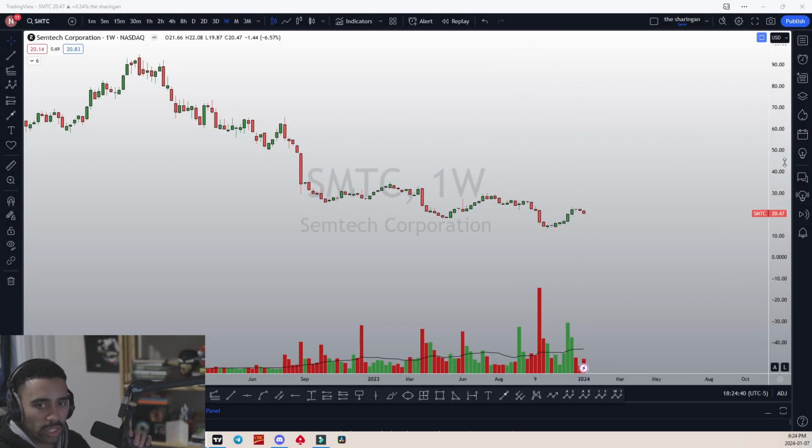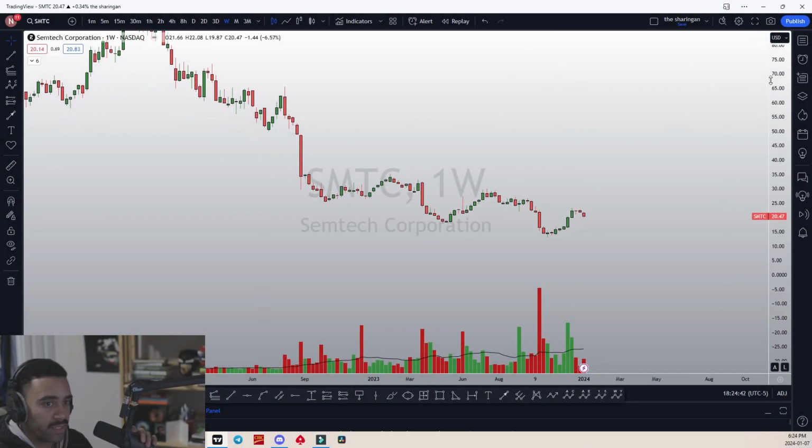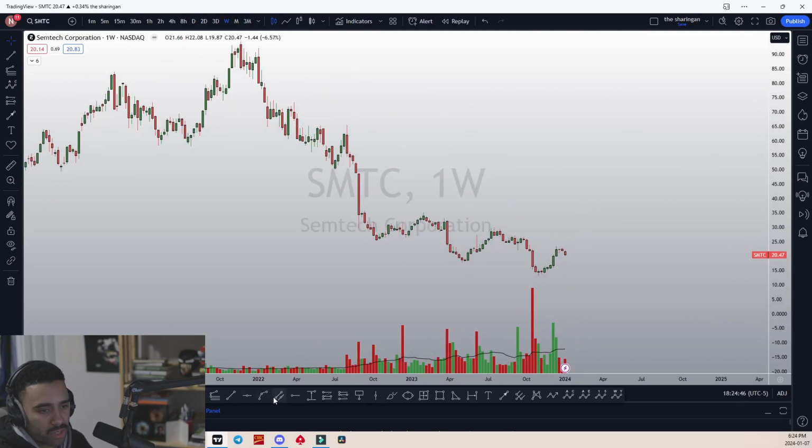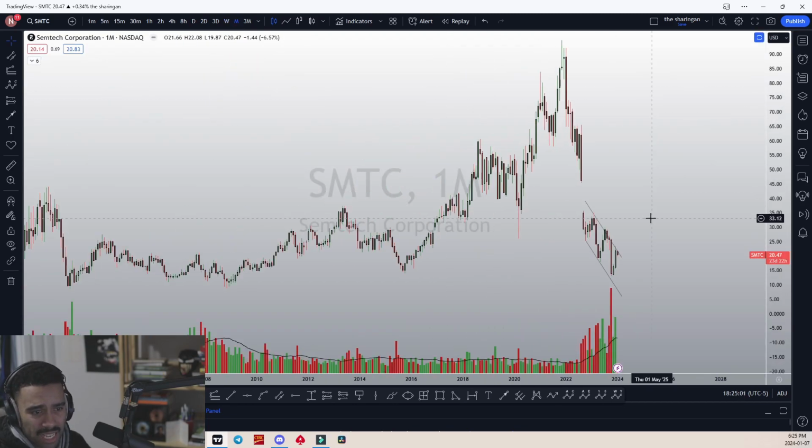What up? We're looking at SMTC. This is Semtech Corporation. Seems pretty straightforward what is potentially going on here. We have this resistance. It's a downward resistance and a clear sort of downward channel that is going on here. So what can we look for in this name?